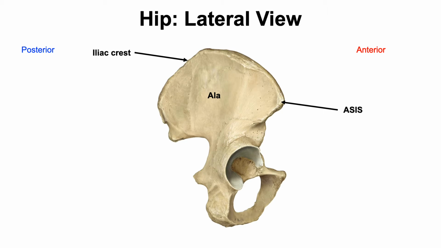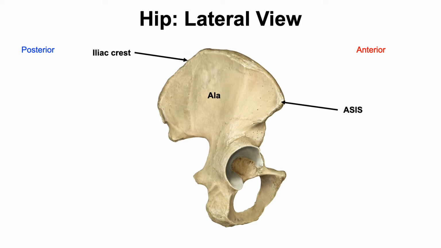We have the ala, which is that wing shape. The ala is only referred to in this lateral view. Once we look at the medial view in the next slide, this name will change. This ala is bordered, and its superior border is created, by something called the iliac crest. This is very easily palpable and is just the thickened edge of the hip bone.